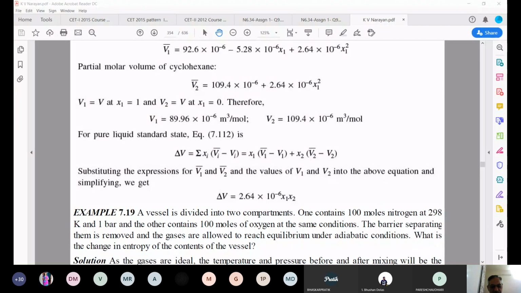Don't you know? Sir, delta H will be equal to 0. Right. So there is no heat addition or heat removal. So essentially, it is what you call an isolated system. So what is the change in entropy of the contents of the vessel?